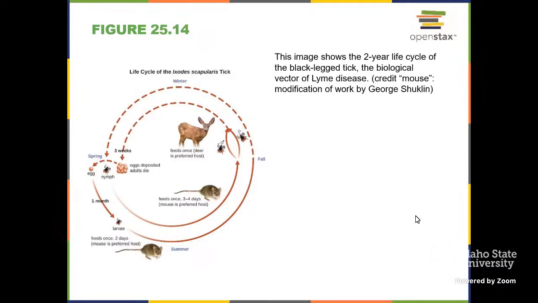As we get to the next spring, this larval stage has molted to the nymph stage. The nymph stage gets a host and feeds for a couple of days again, 3 to 4 days, good ample blood meal. Then we molt and become the adult stages. So we see the male and female right up here towards the fall. They get on a host, typically a deer, feed, mate, lay eggs, and there we go.